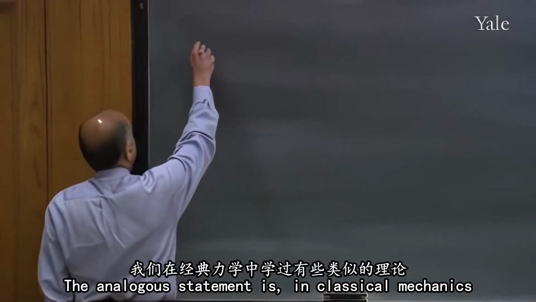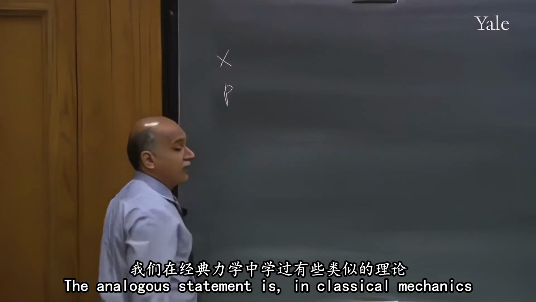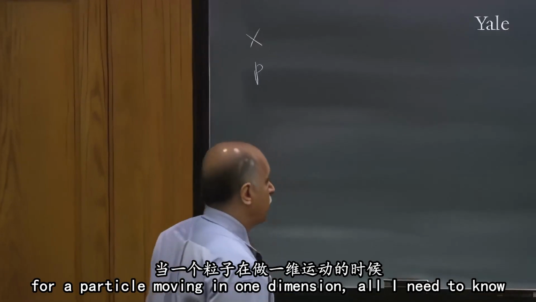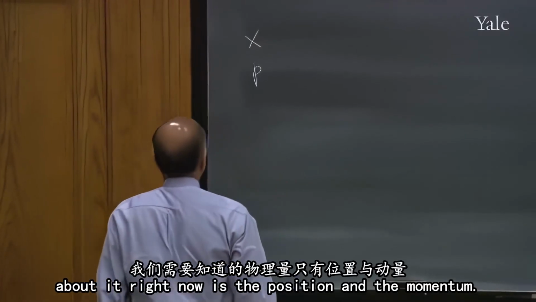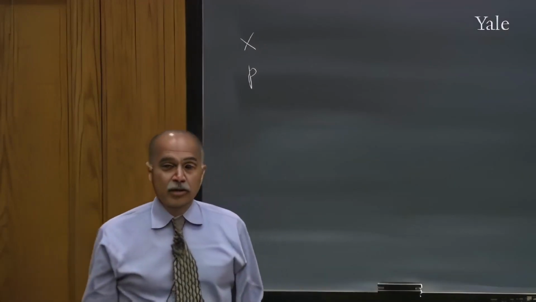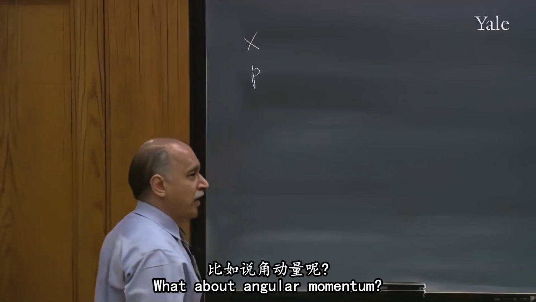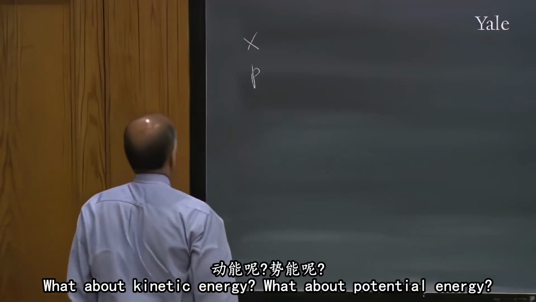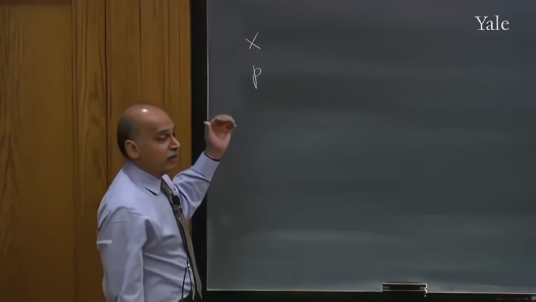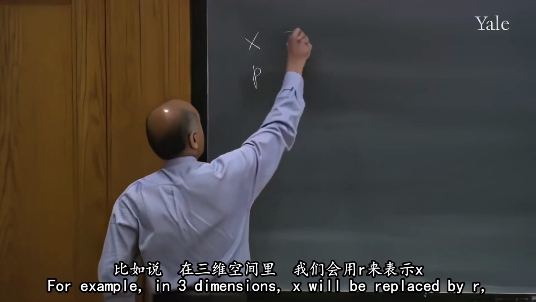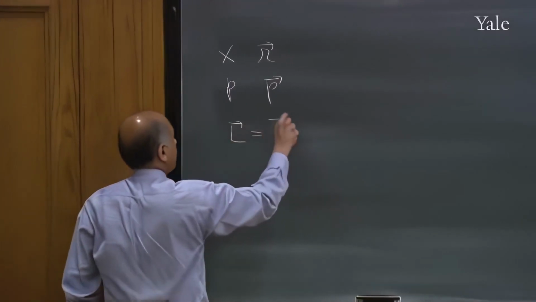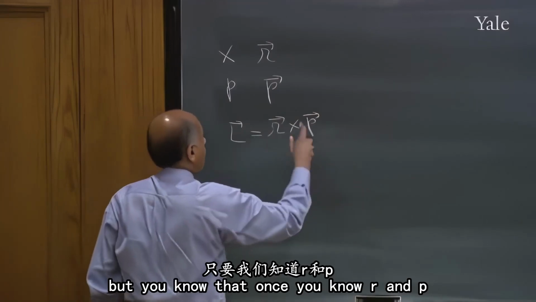The analogous statement is, in classical mechanics, for a particle moving in one dimension, all I need to know about it right now is the position and momentum. That's it. That's the maximal information. You can say, what about other things? What about angular momentum? What about kinetic energy? What about potential energy? What about total energy? They're all functions of x and p. For example, in 3 dimensions, x will be replaced by r, p will be replaced by some vector p, and there's a variable called angular momentum, but you know that once you know r and p by taking the cross product.